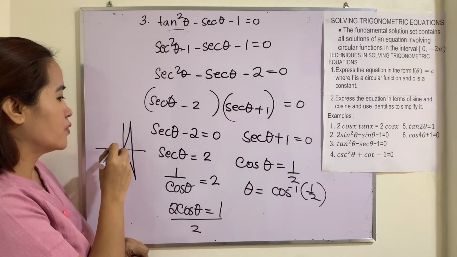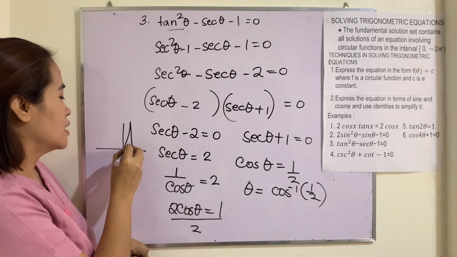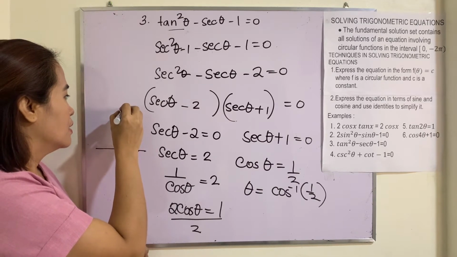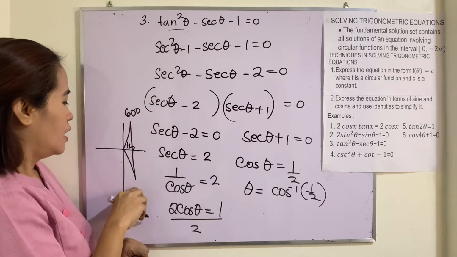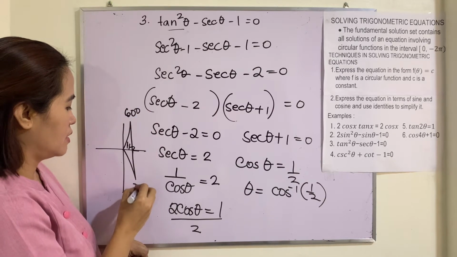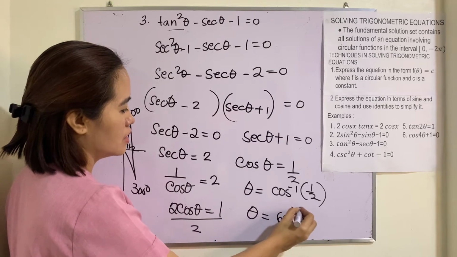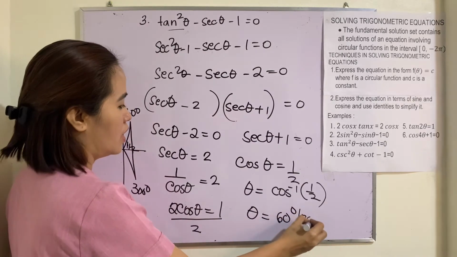This one is, of course, cosine is 1/2 in here. And this one is 60 degrees. And this one is 300 degrees. So theta here is equivalent to 60 degrees and 300 degrees.